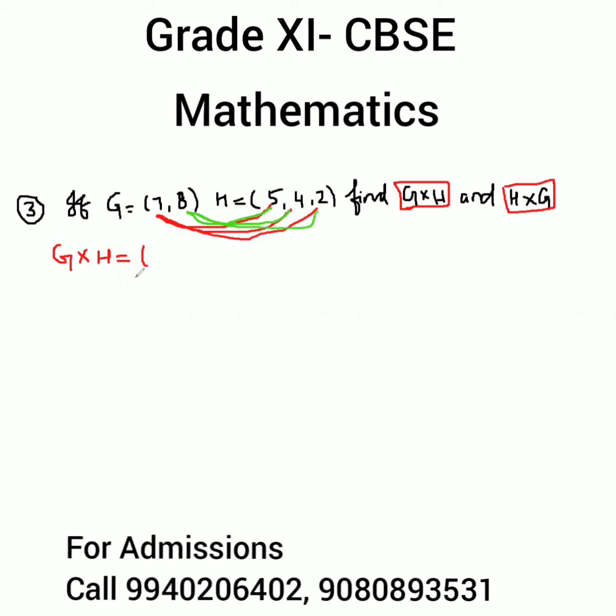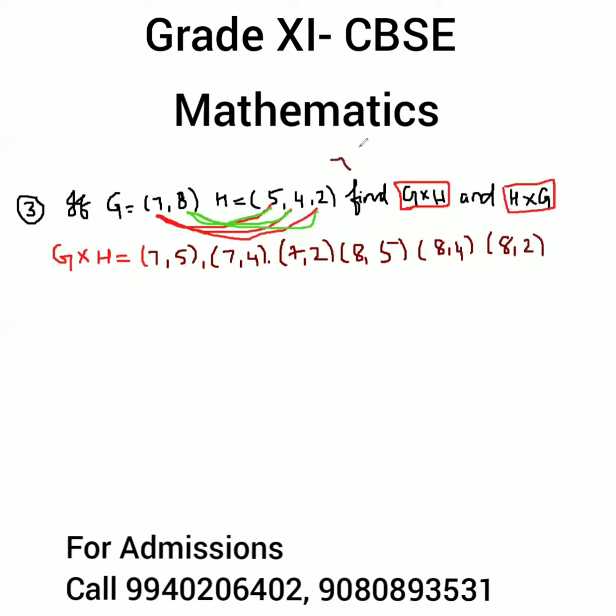So I'll write now. It is 7 comma 5. Close the bracket, put a comma, and write neatly. 7 comma 4, then 7 comma 2. Next for 8 we have to write 8 comma 5, 8 comma 4, and 8 comma 2.